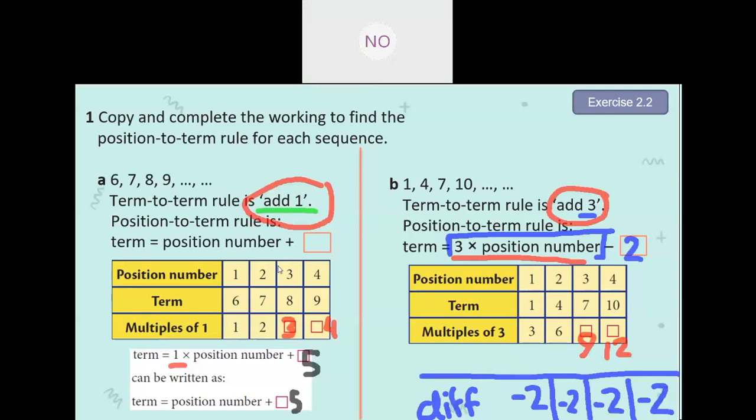Yeah, because this is the connection. So the steps to find the position to term rule. The first step is finding the term to term rule. After you find the term to term rule, whatever the term to term rule is, it will be affecting the position to term rule. Why? Because when the term to term rule is 5, later for the position to term rule, you will have 5 times position number.